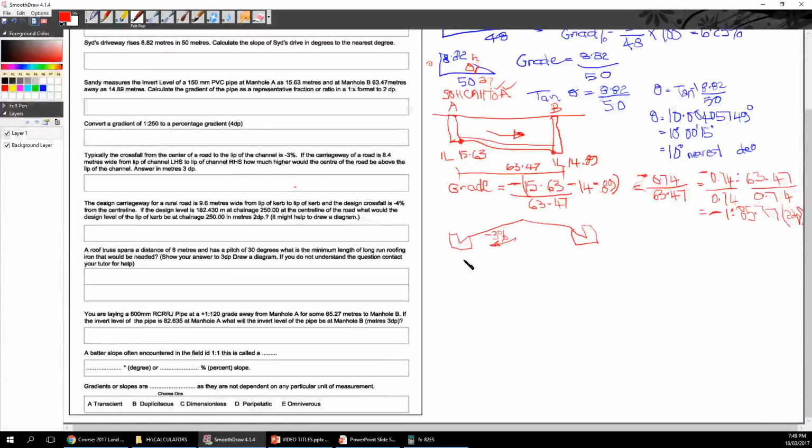And then we've got a total chainage or distance of 8.4, lip of channel to lip of channel. So across there's 8.4. So these little distances here to the center line, 4.2.